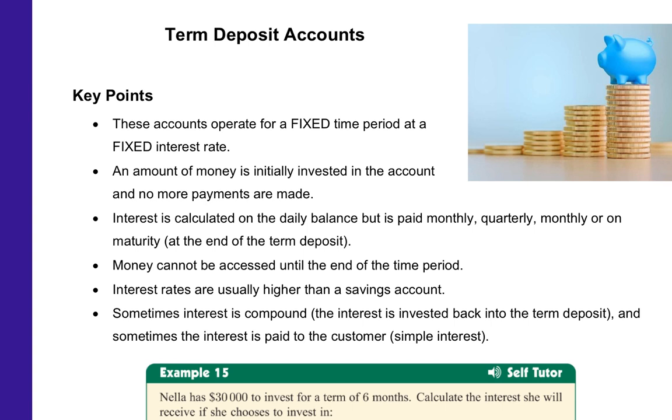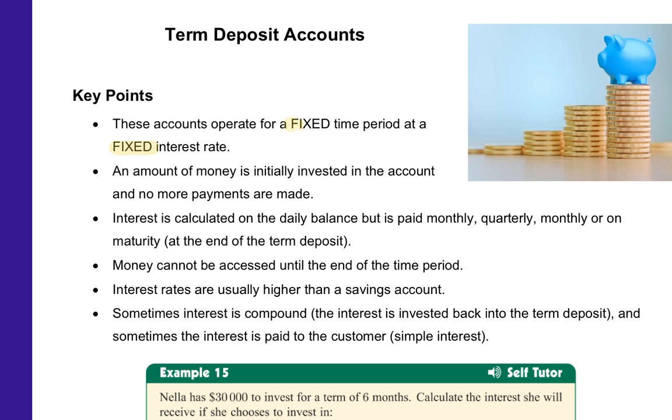So now we're going to look at term deposits, and these are a little bit different. They operate for a fixed time with a fixed interest rate. Where we saw savings account interest rates can go up and down, so it might be 1.5% one day, and then 3 months later it might be 2.5%. But a term deposit account has a fixed interest rate that you agree on when you start the account.